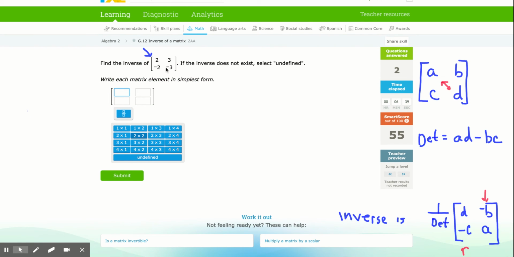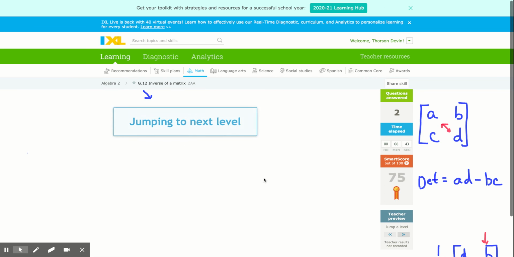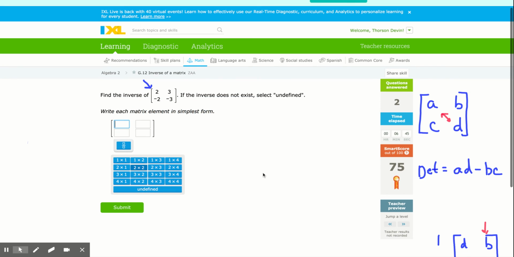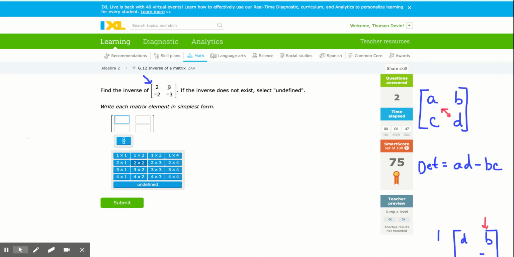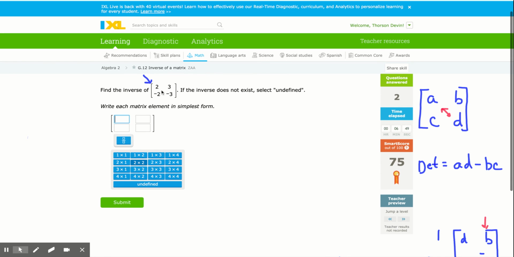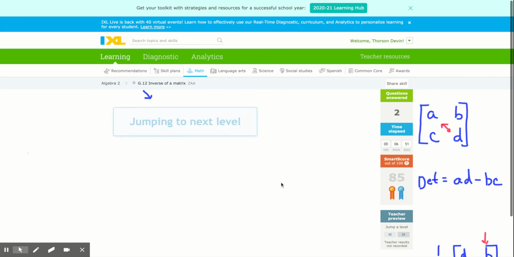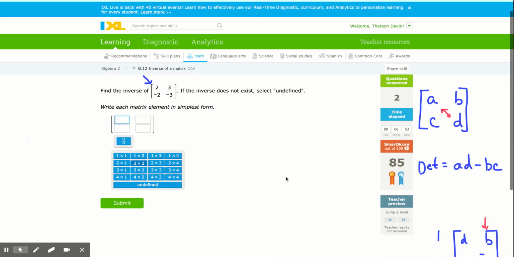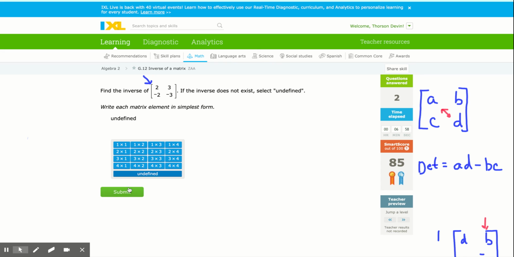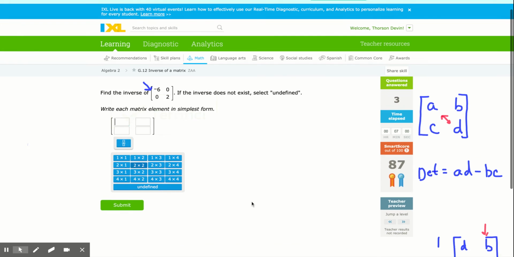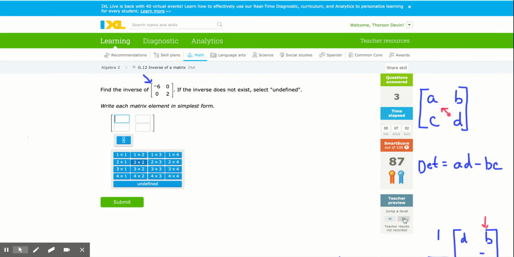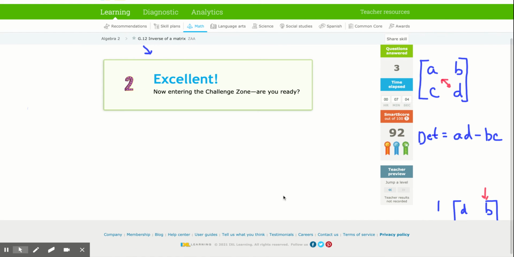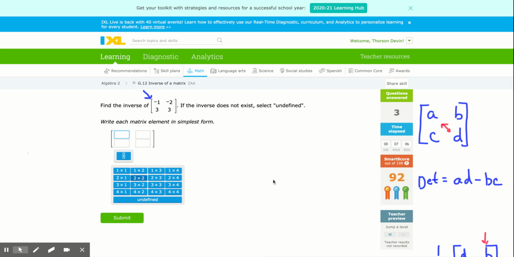All right, looks like this one will also be undefined, so I'm going to jump ahead. -6 minus a -6, another one that's undefined. Maybe you'll get a lot of undefined ones. Wow, they're throwing in a lot of undefined ones. Undefined. That one has the zeros. I don't want zeros. I want to do one that's a little more interesting. There we go. Here we go.